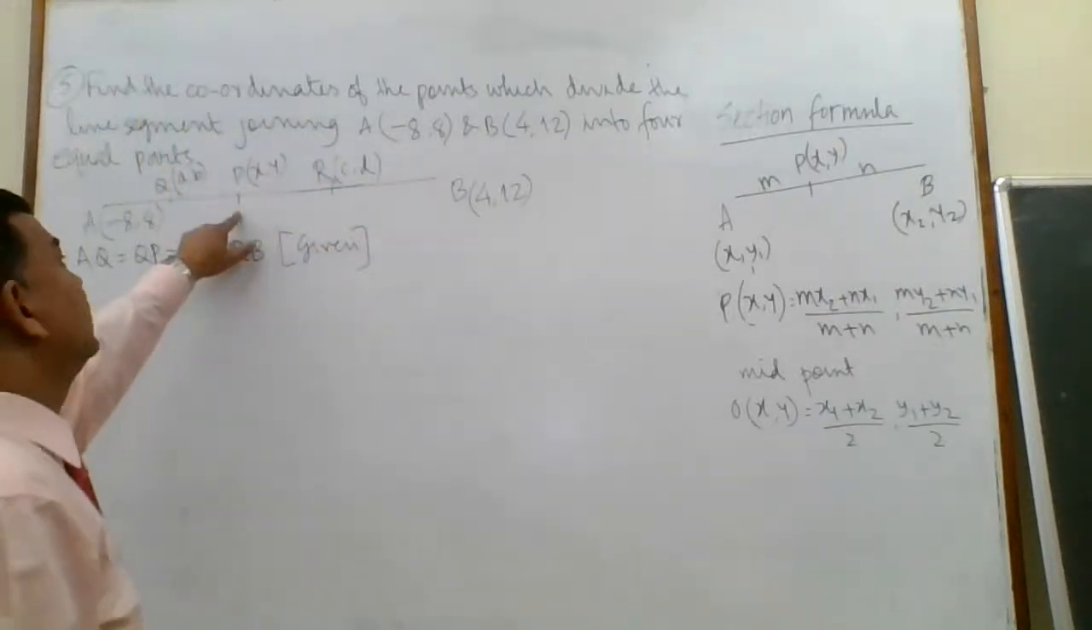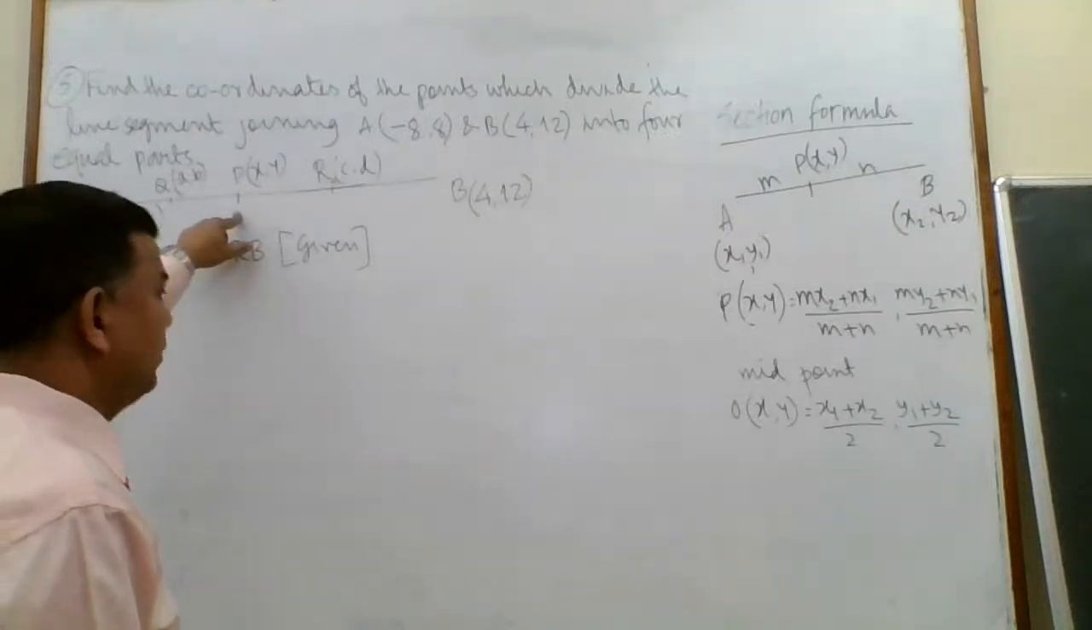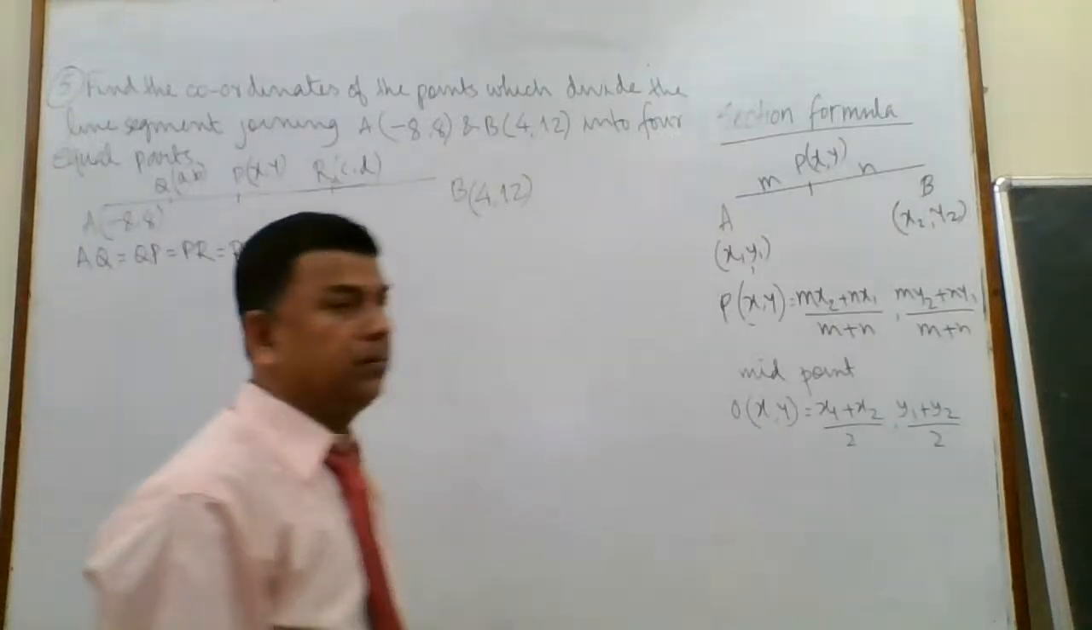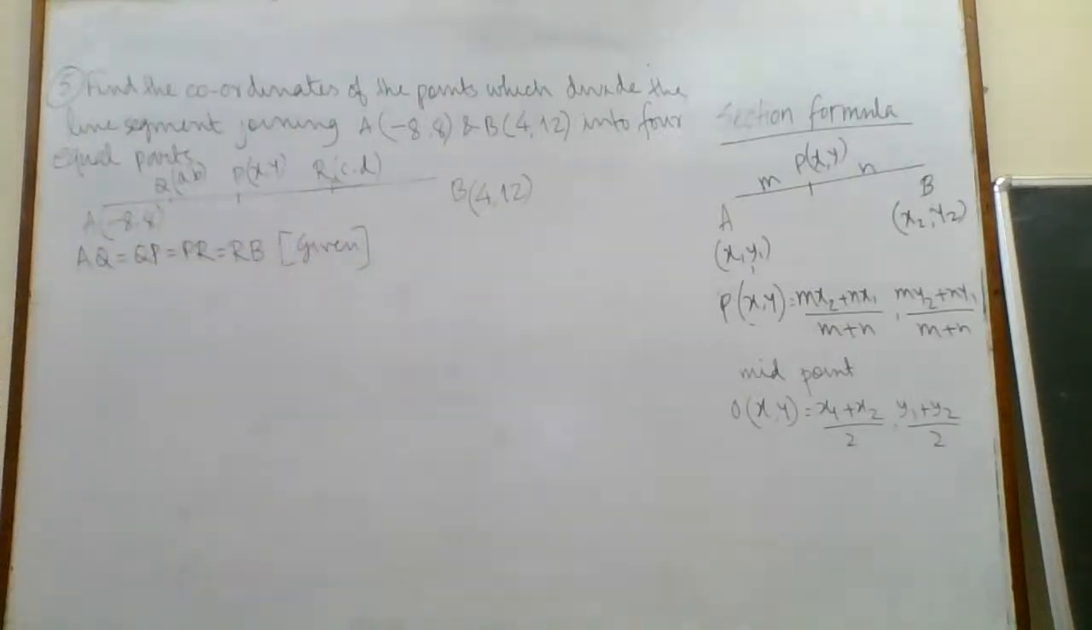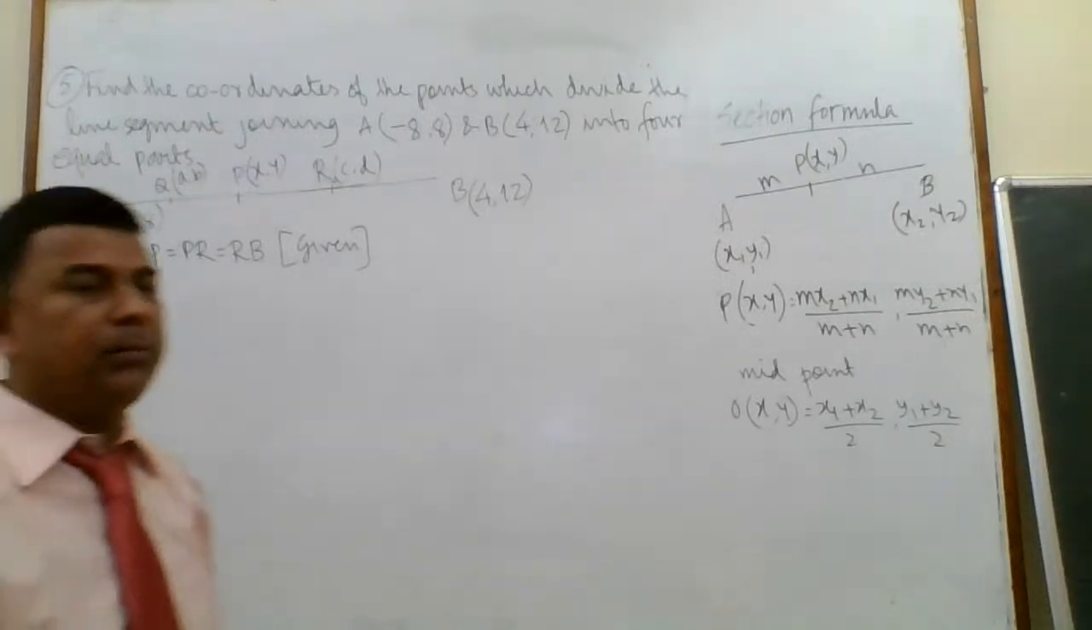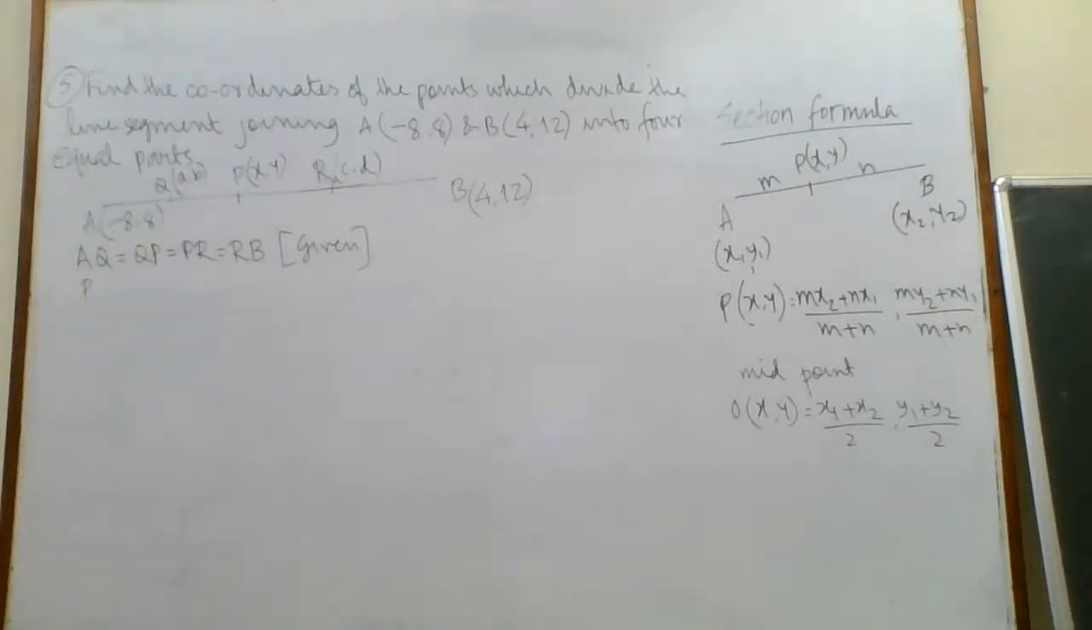So here, the coordinate of P can be found by using the midpoint formula. Whose midpoint is it? It is of AB. So we will use the midpoint formula. And all the 3 will be found by the midpoint formula. But for that, you first have to get P.